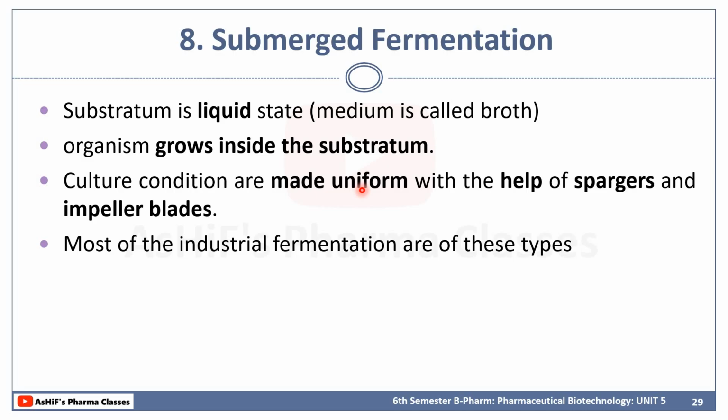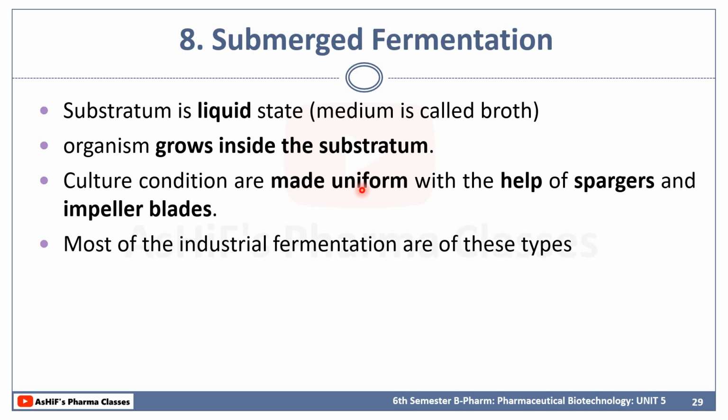The culture conditions are made uniform with the help of a sparger and impeller blade. We will explain what the sparger and impeller blade are; briefly, a sparger is the facility used to give aeration, and the impeller is the part of the fermenter used to mix things. Okay, we will discuss in detail later. For submerged fermentation, we use a liquid state culture media like nutrient broth, or sometimes natural materials in liquid form used as a starting material.